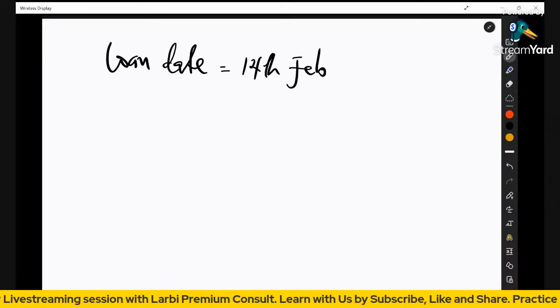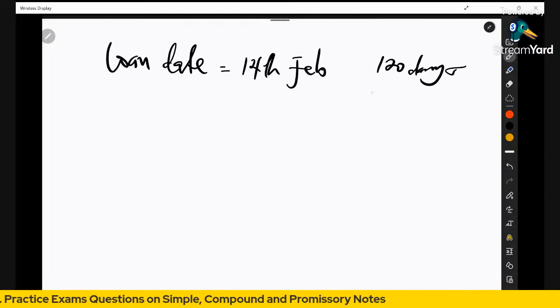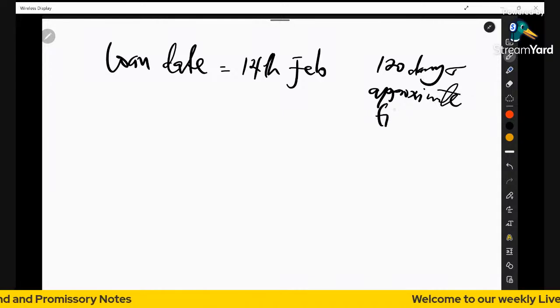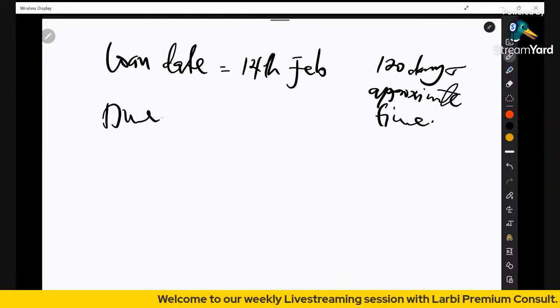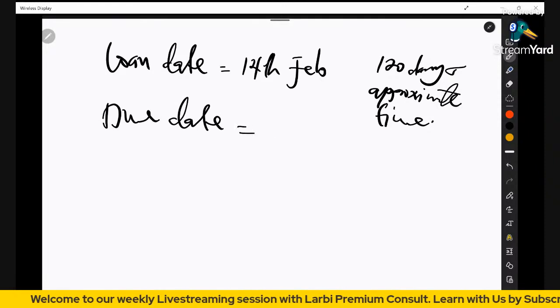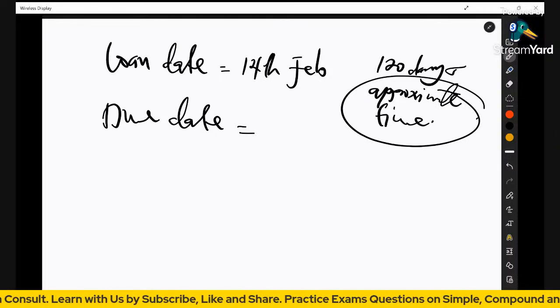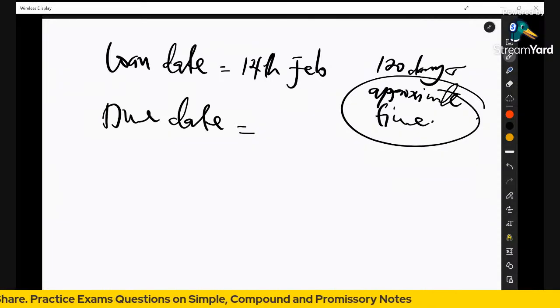Okay, so we have a loan date of 14th of February. Okay, and then we have been given 120 days approximate time. So we are asked to compute for the due date. Here we have been given the approximate time. So the underlying word here is that we are dealing with 360 days. Each month goes for 30 days and we are dealing with 360 days in a year.